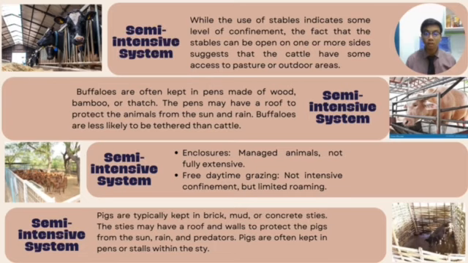Buffalo are often kept in pens made of wood, bamboo, or thatch. The pen may have a roof to protect the animal from the sun and rains. Buffalo are less likely to be tethered than cattle. Moving on, goat and sheep.